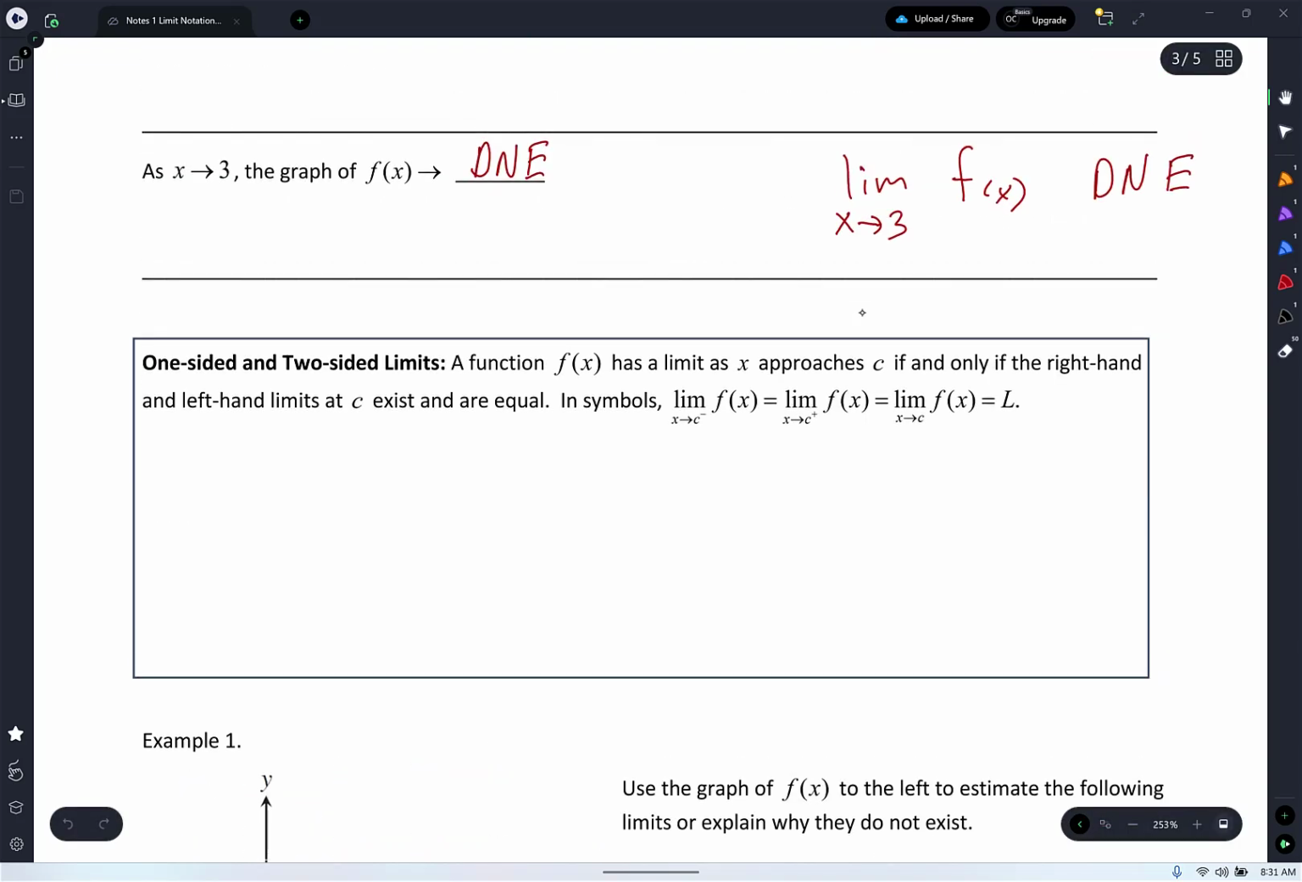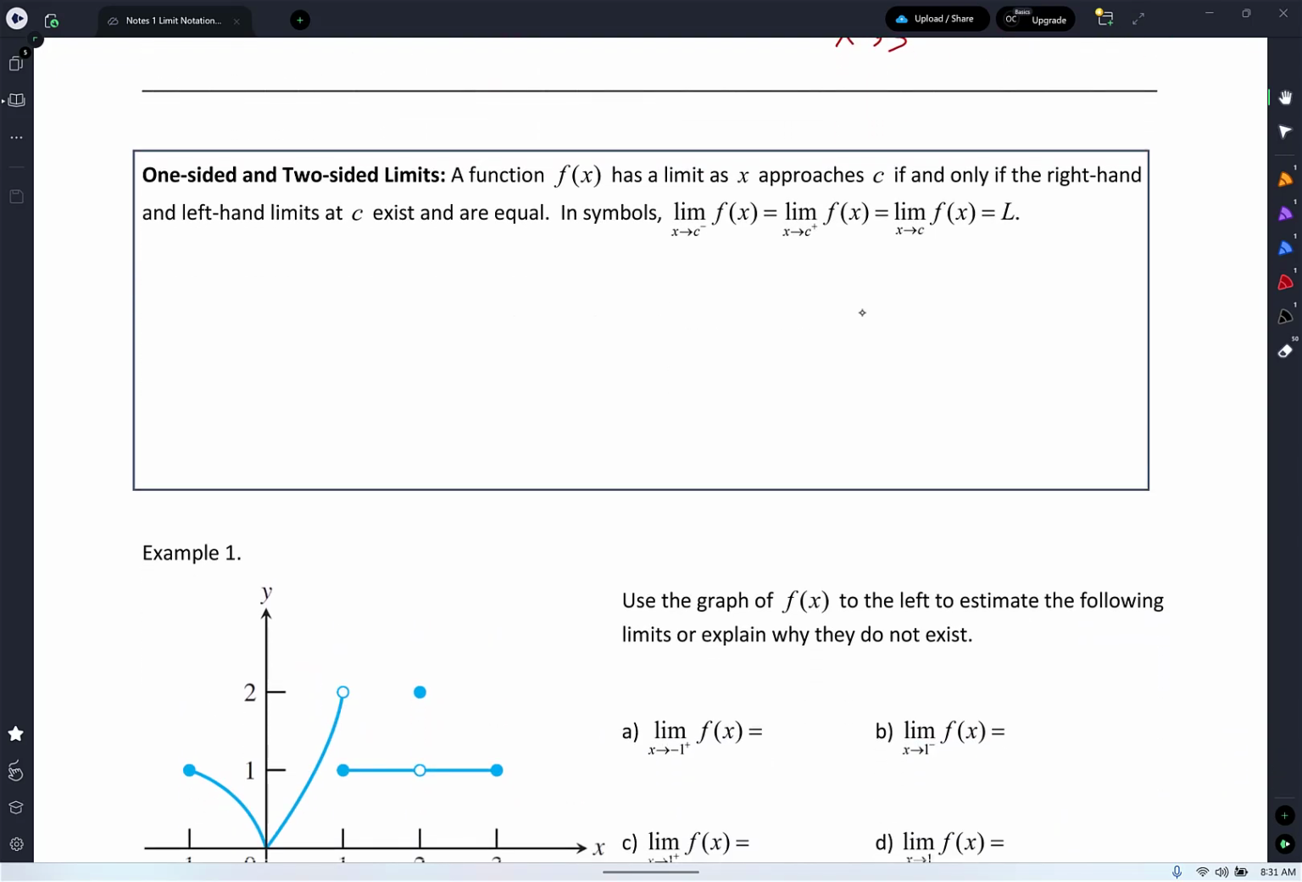So this is from yesterday where we left off. One-sided and two-sided limits. It's really, really basic, guys. All it's saying is if you approach the same thing from the left and the right and they both agree, then you can just take away the plus and minus sign and it equals that limit. That's all it's saying. So how does that look?